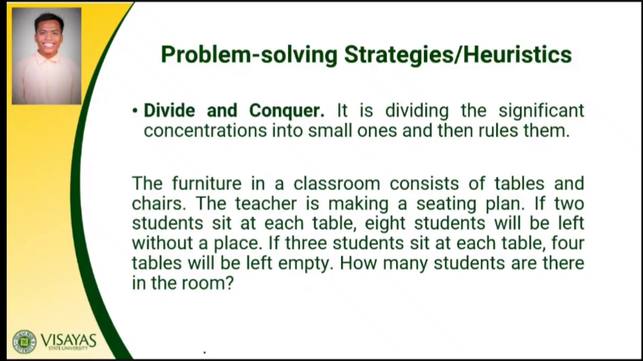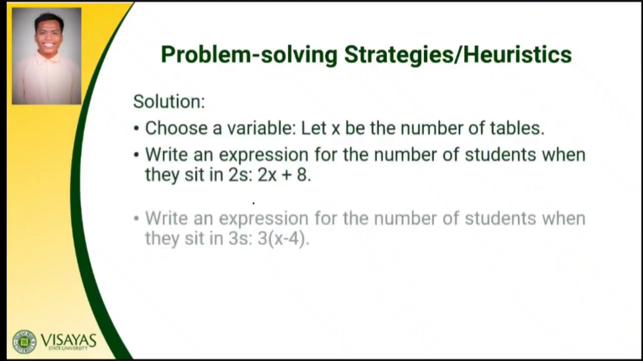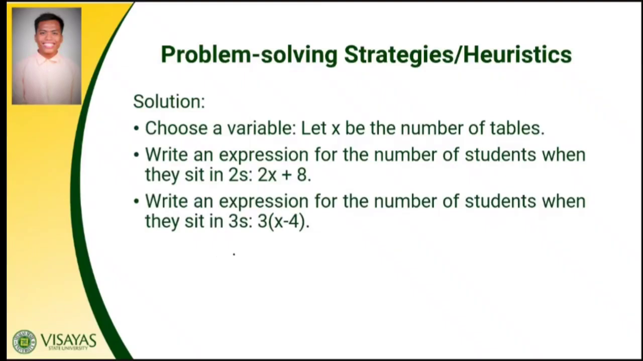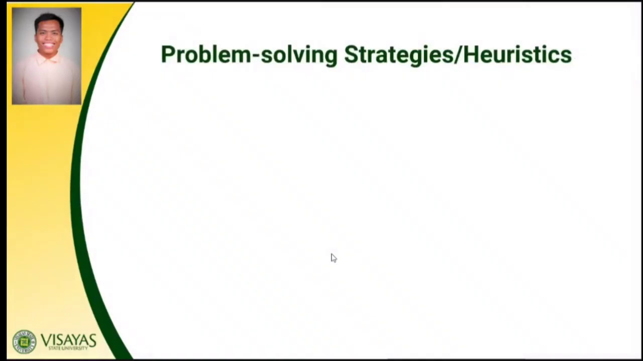So our solution, we have two equations. Let x be the number of tables. So we have 2x plus 8, or 3 quantity x minus 4. So we will equate the two, since they are equal.